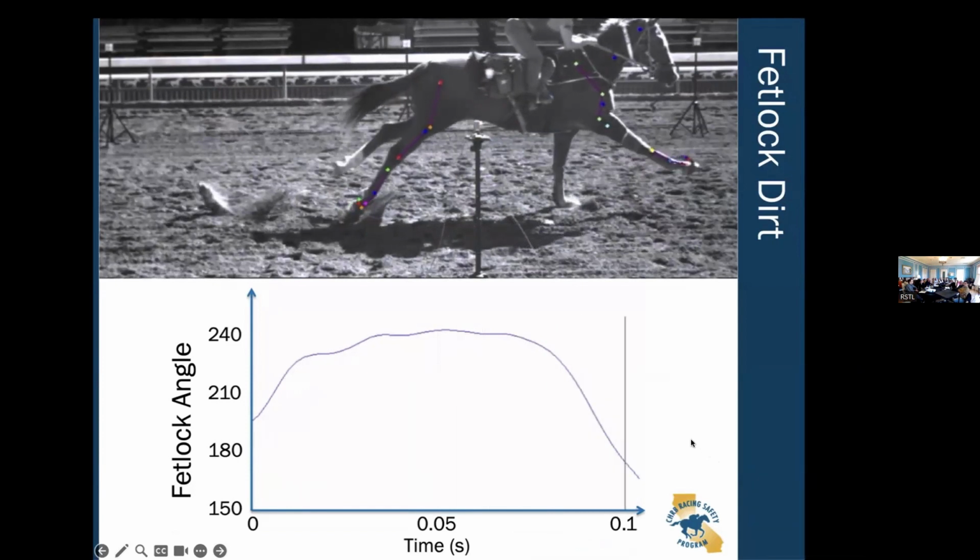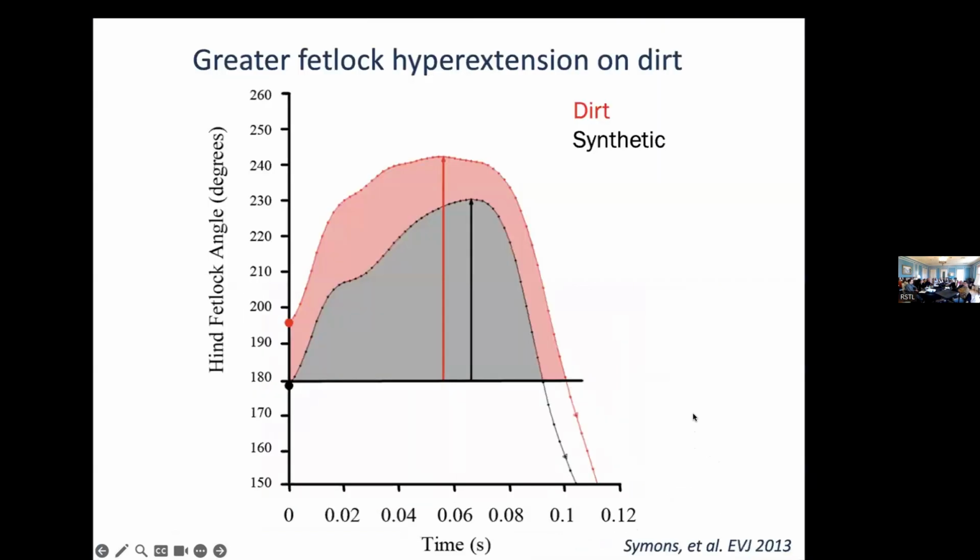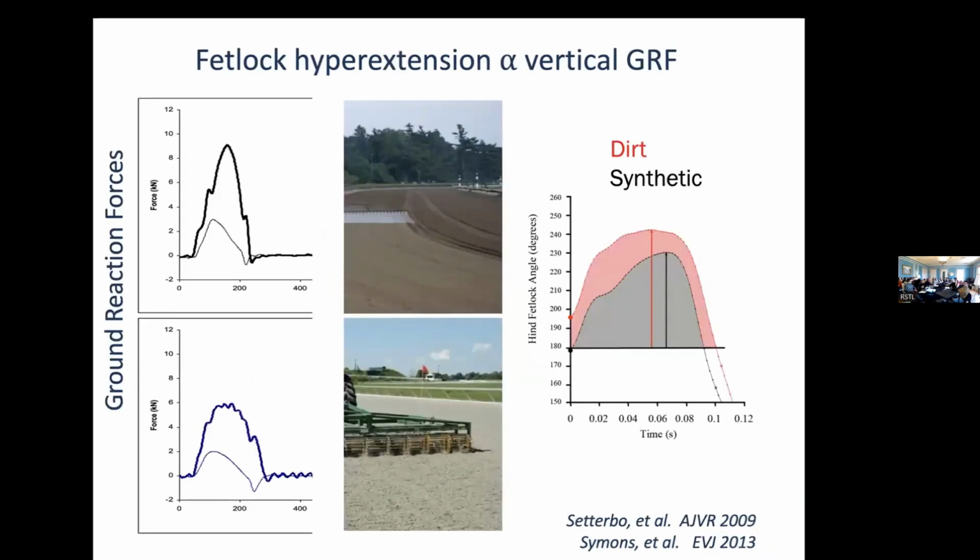So we do the same thing, and this is a dirt surface, I think. But when we compare the dirt and synthetic surfaces, we can see that the hind fetlock has a markedly different, higher fetlock extension. Peak occurs at a different time in this particular study, and that correlates well with the impact forces on these different surfaces.